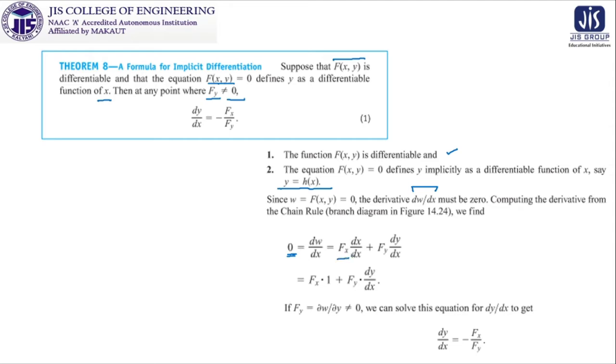that f is a function of x and y. Here x is denoted as capital X, where y is a function of x. So dw/dx equals fx dx/dx plus fy dy/dx. Now dx/dx will always be 1. Here actually we are treating this as a function of several variables. So fx into 1 plus fy into dy/dx.